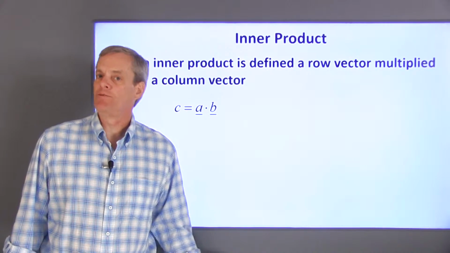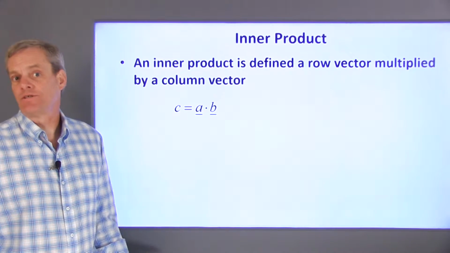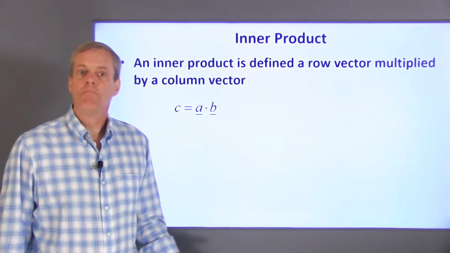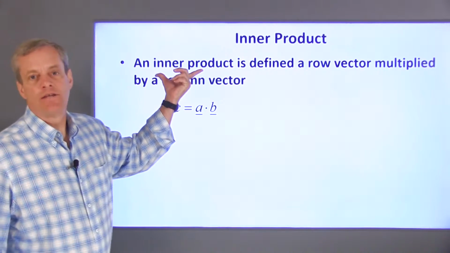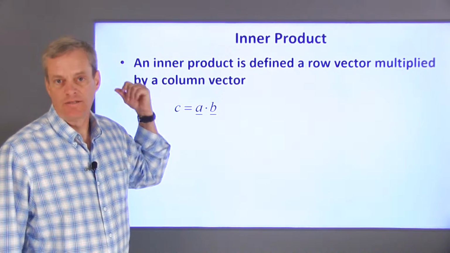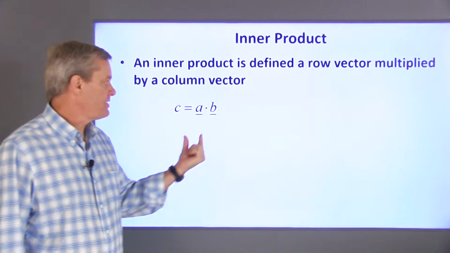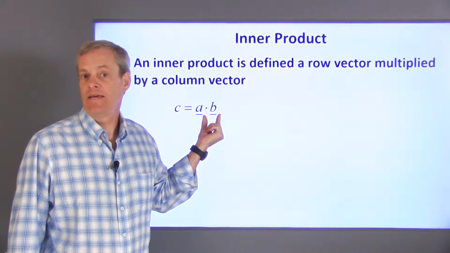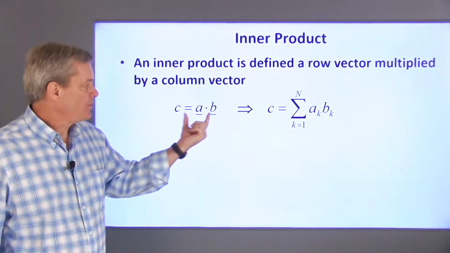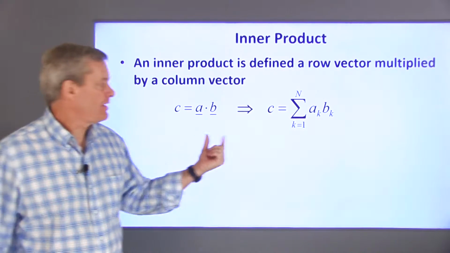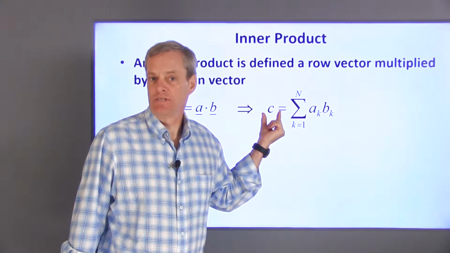Next, I'm going to talk about matrix multiplication, and things are going to start to become interesting. Multiplying two matrices relies on what is called an inner product. An inner product is defined as a row vector multiplied by a column vector. If I multiply a row vector times a column vector, I get a scalar, C.